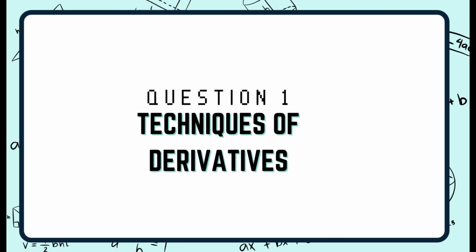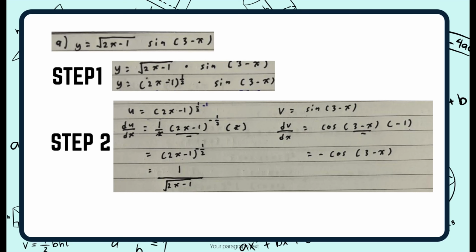Question 1, we are looking at techniques of derivative. We have question A, where y equals square root of 2x minus 1 times sine of 3 minus x. Step 1, we can turn them into y equals square root of 2x minus 1 times sine 3 minus x. Then we can simplify the square root of 2x minus 1 into y equals (2x minus 1) to the power of 1 over 2 times sine 3 minus x.